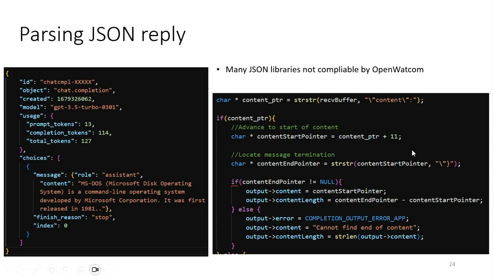So just use simple C code, because all we need is to extract this content. Why do we need a whole JSON library for that? So just manually use C code. What I do is locate the first content string, which is this one. Then I advance the pointer to here, find where the end is, and extract it out. No need for a JSON library. So, it's okay.